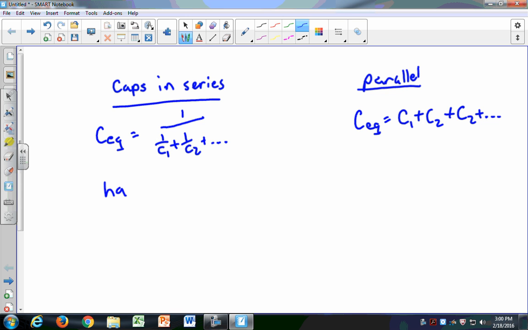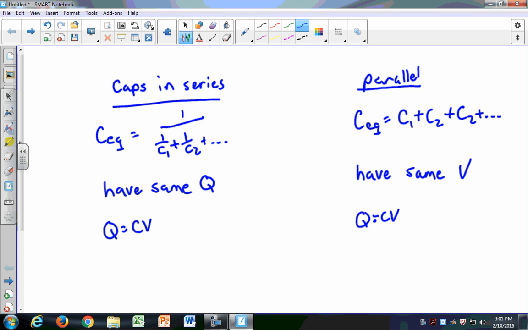Capacitors in series have the same charge. Capacitors in parallel have the same voltage. For capacitors in series, Q is equal to CV for any one of the individual capacitors, and the same is also true for capacitors in parallel. Q is equal to CV. And then further, for capacitors in series, V total is equal to V1 plus V2 plus V3 plus however many capacitors there are.